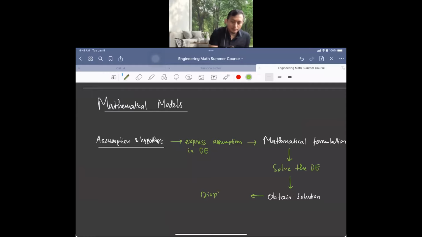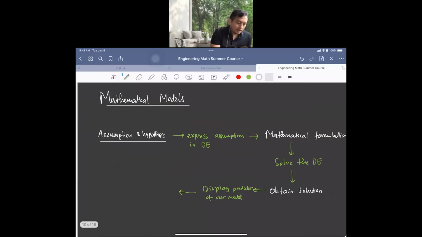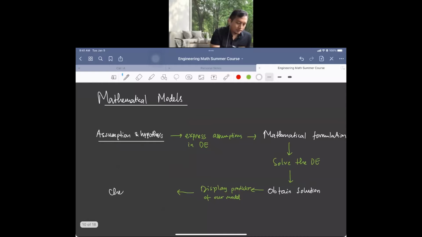If we can display, let's say, display the prediction of our model. You can use some software if you want, MATLAB, or I think some cloud like GeoGebra can provide you with some graphing calculator. So I think it's good and it's free, right?